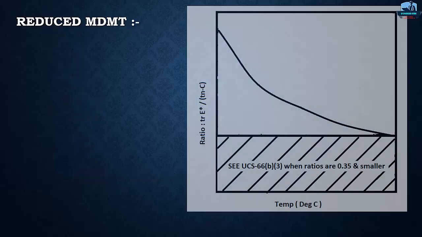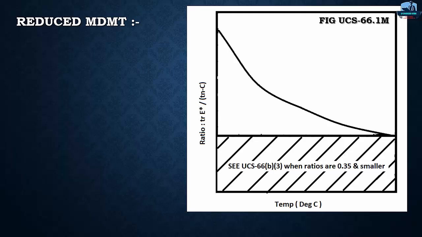Now we have all the input values. Let's calculate the reduced MDMT using figure UCS 66.1. I am showing you the sample figure here, but I strongly recommend referring to the exact figure from the code for accurate results. Let me explain this figure. The horizontal axis represents temperature and the vertical axis represents the thickness ratio. In our case, thickness ratio is 0.89. To use this figure, draw a horizontal line at 0.89 on the vertical axis. Where this horizontal line intersects the curves, draw a vertical line. The point where the vertical line meets the horizontal axis gives the temperature reduction. In our case, the temperature reduction is 6 degrees Celsius.